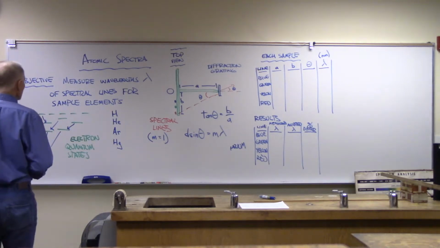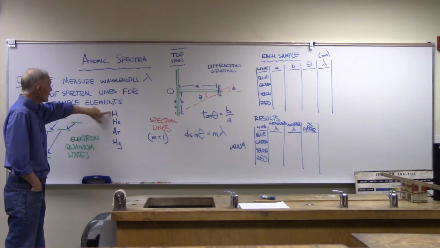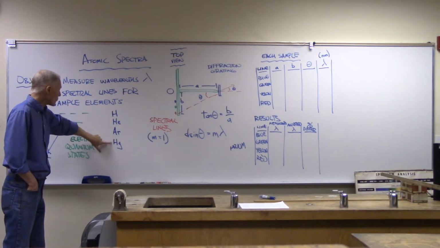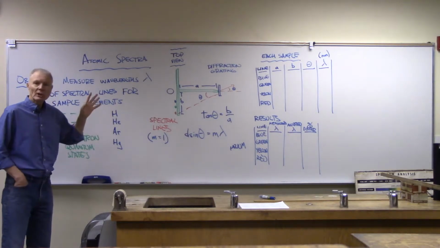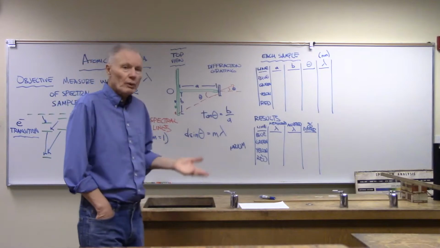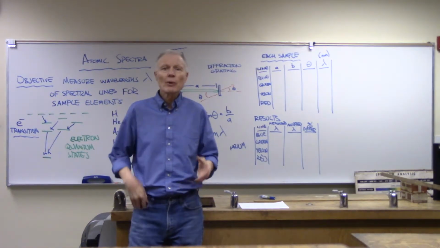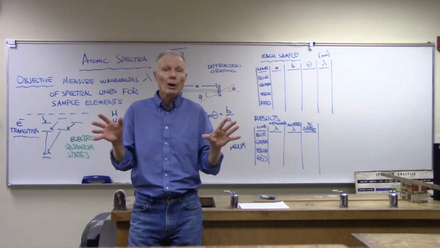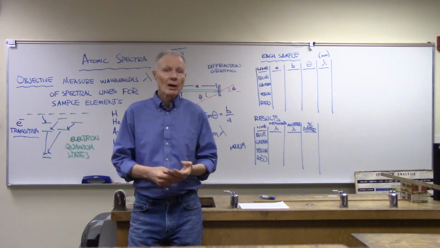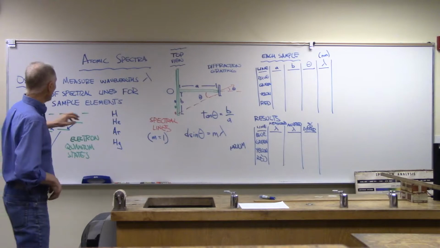Let's look at some simple examples. We're going to be looking at samples of hydrogen, helium, argon, and mercury. Now hydrogen, as you may or may not know, that we work with is molecular. It's H2. So we've got to find some way to take the H2 molecules apart so that what we're identifying are just individual atoms of hydrogen. For helium and argon, that's already taken care of.